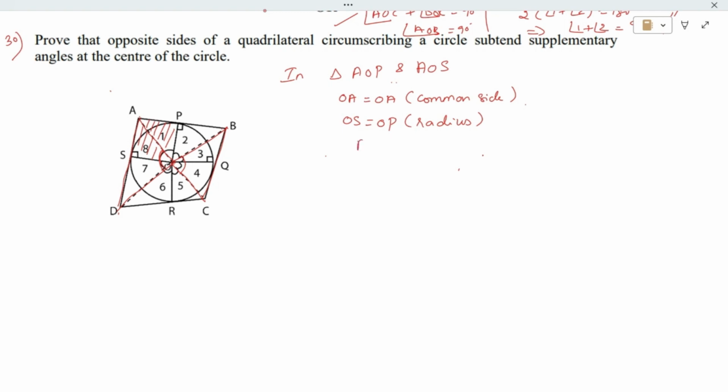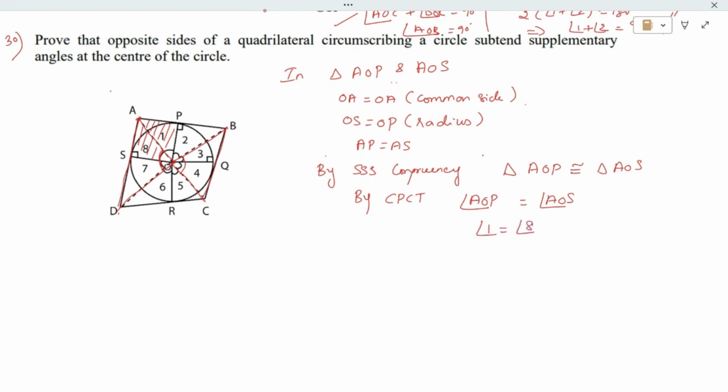And also I know AP is equal to AS, because A is an external point, and the tangents from the external point to the point of contact on the circle are equal, aren't they? So AP equals AS. So by SSS congruency, I can prove that these two triangles are congruent: triangle AOP is congruent to triangle AOS. So by CPCT, angle AOP is equal to angle AOS, that is angle 1 is equal to angle 8.